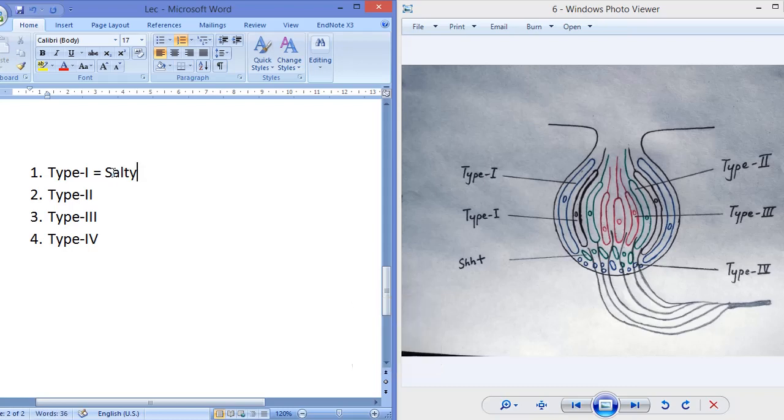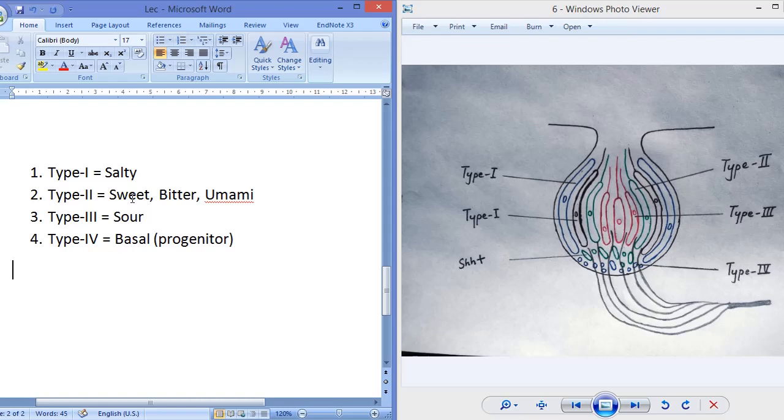is responsible for the detection of salty taste. The type 2 cell, which is also having hair-like projections, is responsible for the detection of sweet, bitter, and umami taste. The type 3 cell is responsible for the detection of which taste? That is responsible for the detection of sour taste. And the type 4 cell is not responsible for the detection of taste. This is the basal cell, and this works as the progenitor of the cell.